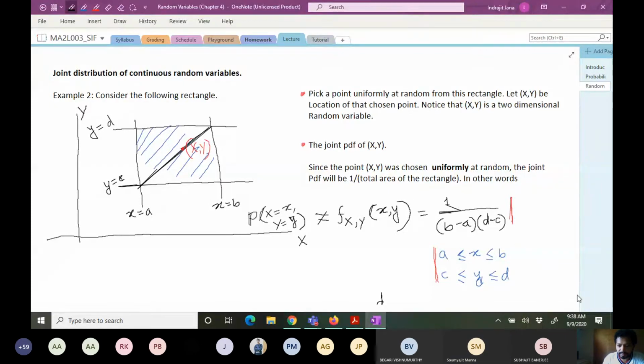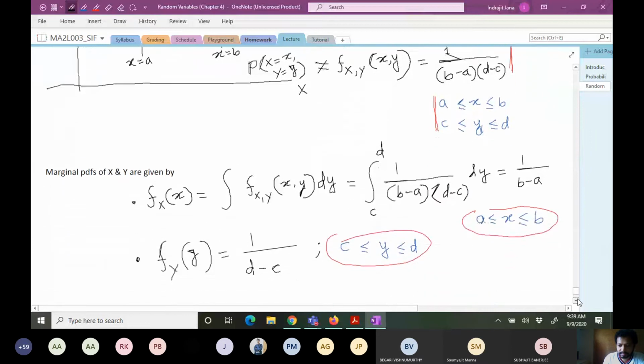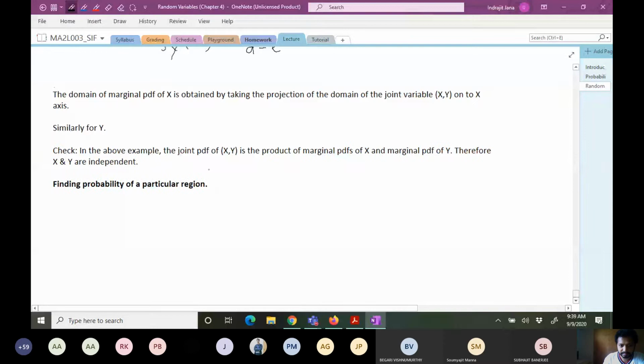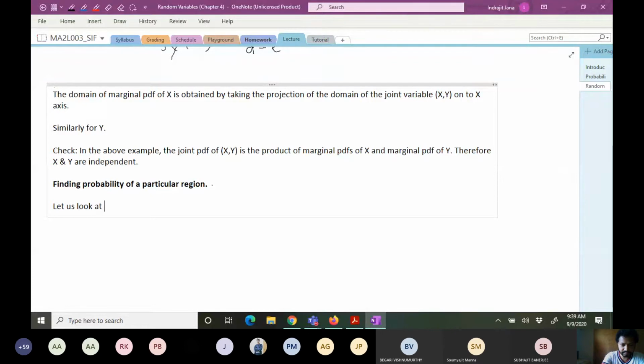Okay, so maybe I should do the next example, which will actually talk about the probability of a particular region. Maybe it should be more clear after that. So, probability of a particular region. Okay, let us look at the following particular case of the above example.